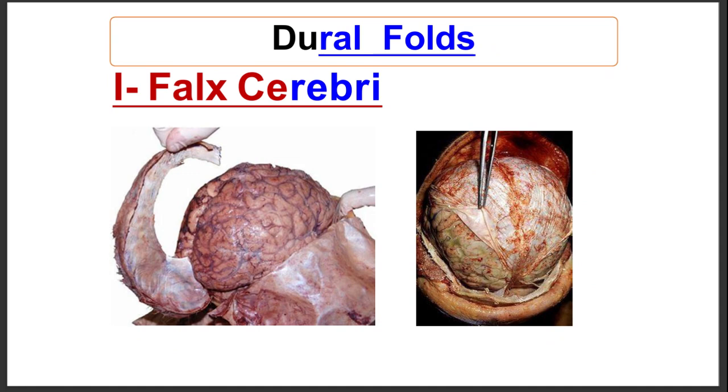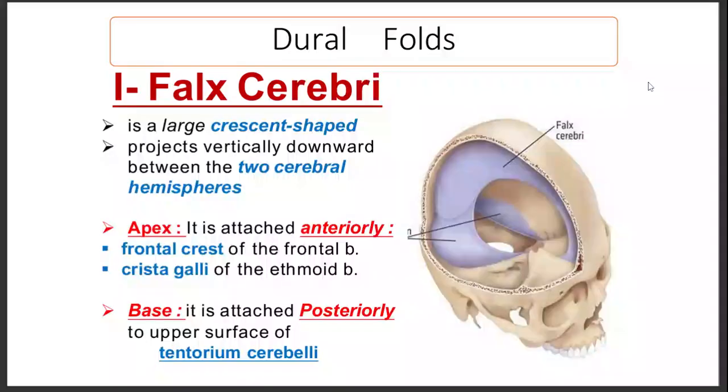So the dural folds, when the dura mater folds, as we said earlier, it will make all these divisions that will be able to separate the brain into different parts. The first one is the falx cerebri. This is the falx cerebri here.